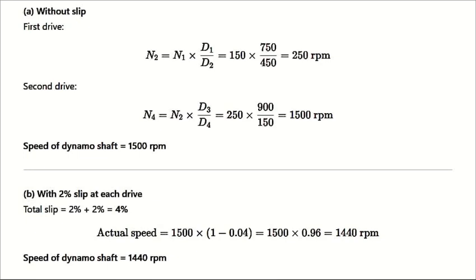Next, in the second drive, N4 is equal to N2 into D3 by D4, which is 250 into 900 divided by 150. We'll be getting 1500 rpm. Next, with the 2% slip at each drive, actual speed is equal to 1500 into 1 minus 4%, that is 0.04, equal to 1500 into 0.96. We'll be getting 1440 rpm.